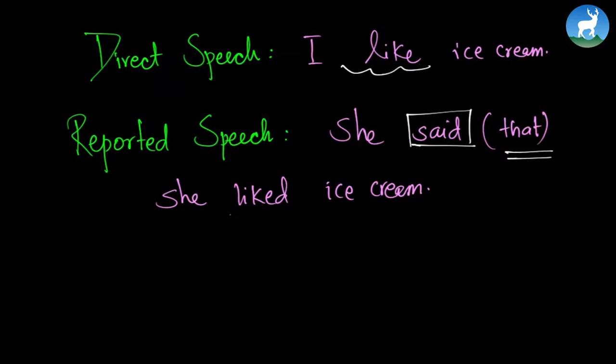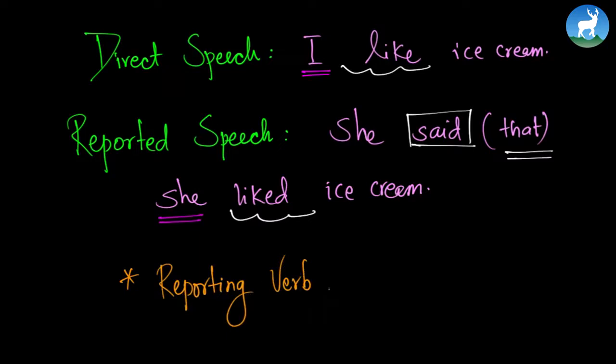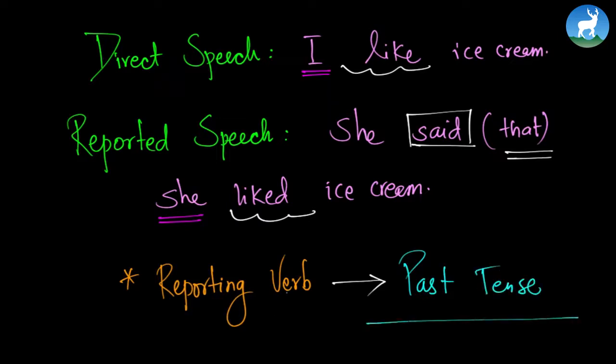Like, it changed into liked. And I, it changed into she. And why did we do this? That is my question. Because the reporting verb was in which tense? Was in past tense. Very good. The reporting verb was in past tense. That's why we changed like this. Here is the reporting verb. I'm writing RV for that. The reporting verb RV is in past tense.